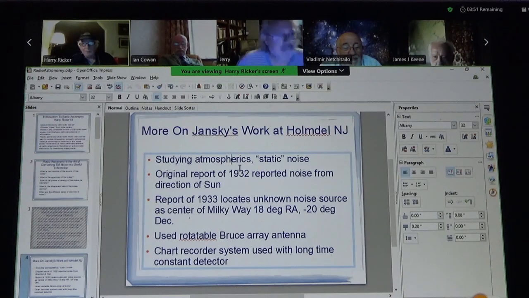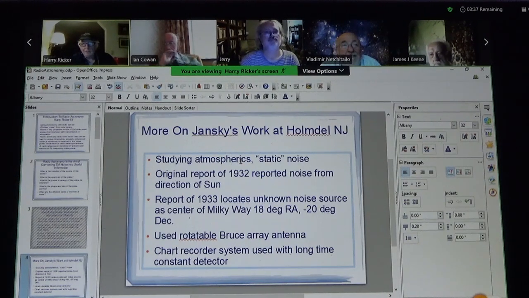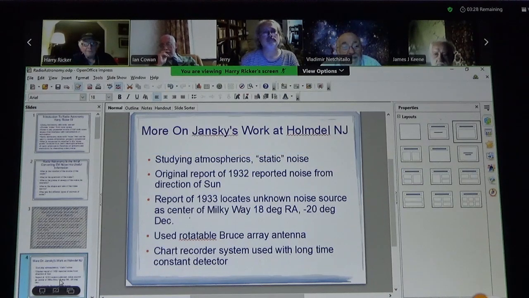And I think he was more interested in the noise that was coming from the atmosphere, because there are sources of atmospheric noise. The main sources that he talks about are the lightning noise and then this cosmic noise. And Reber calls it cosmic static.